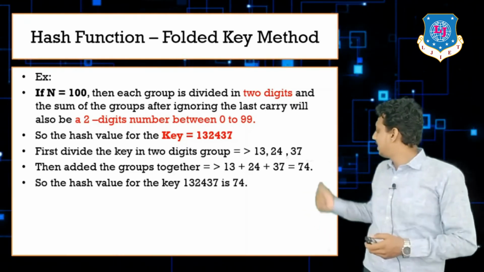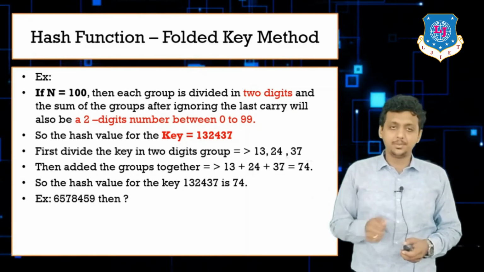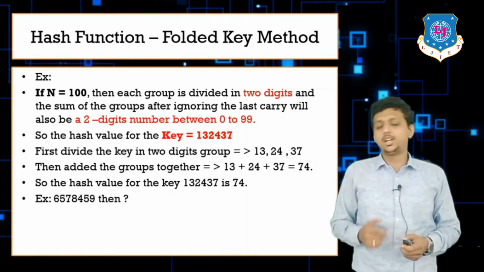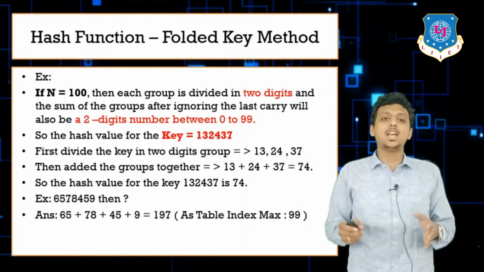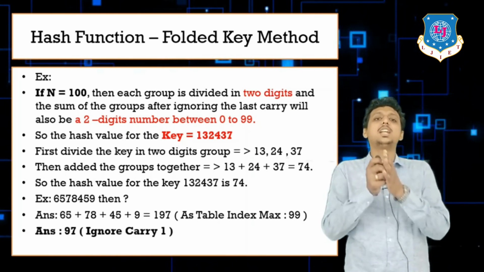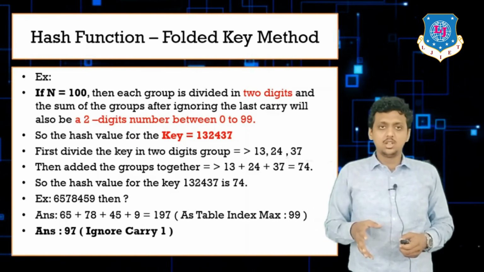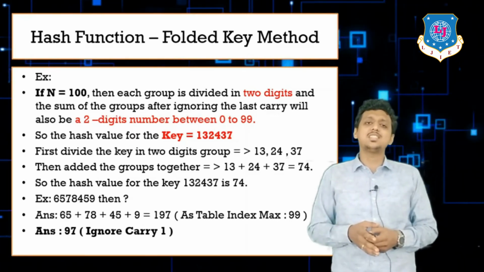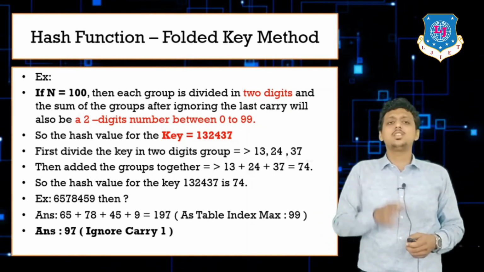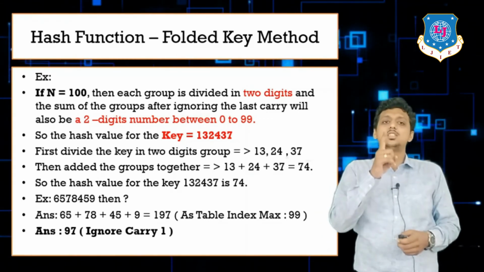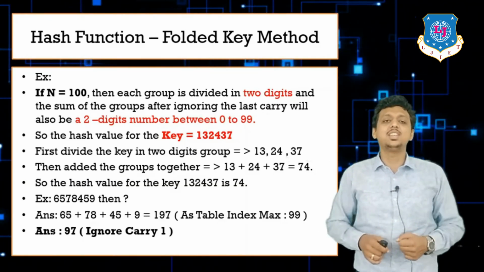Suppose my another example is 6578459. For n equal to 100, I need to divide it into two-digit parts. So when I divide them and calculate it, it returns 197. Okay, so 197 is the value, but the maximum array index is 99, so you cannot insert your data at 197. So you just need to ignore the first carry, that is, ignore 1. What you get is 97. So here you need to insert your value at the 97th index.